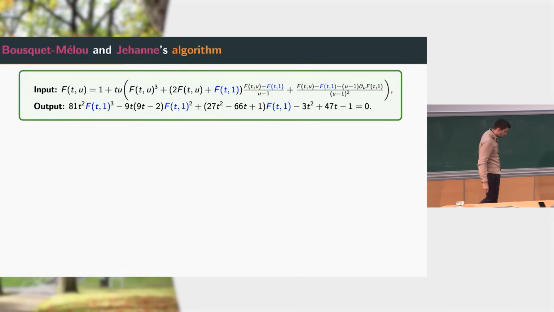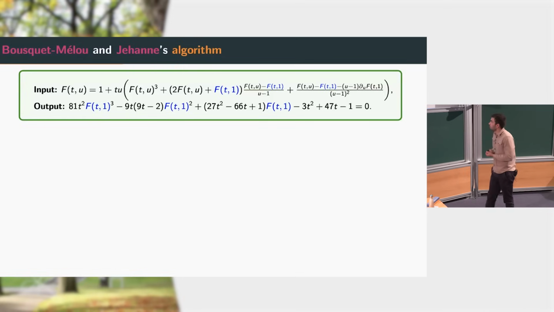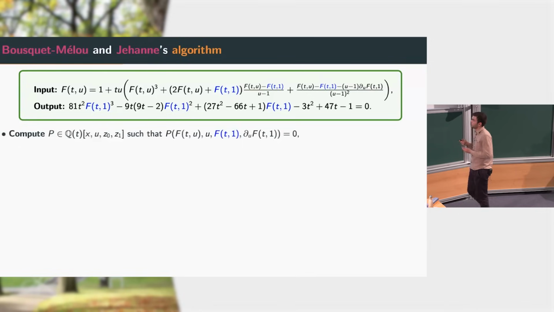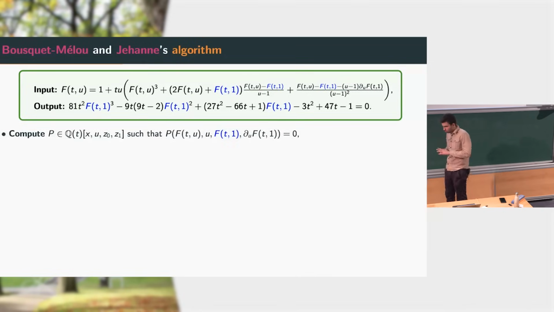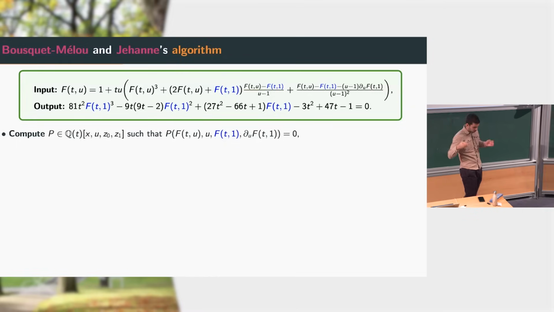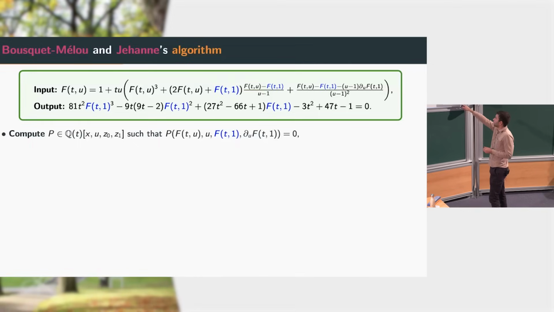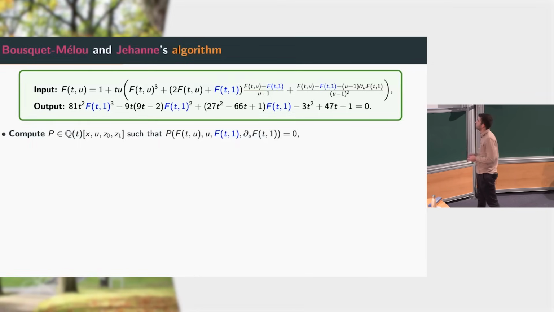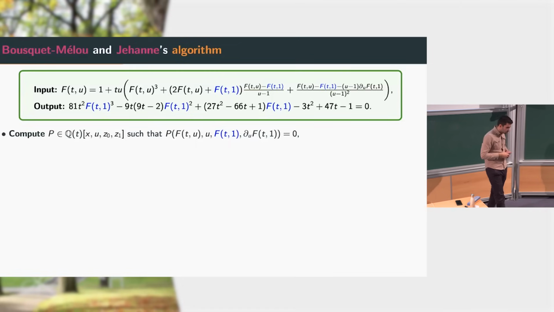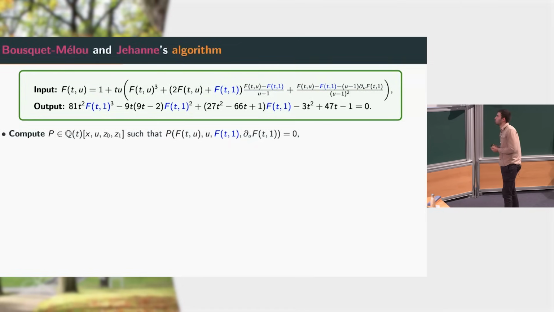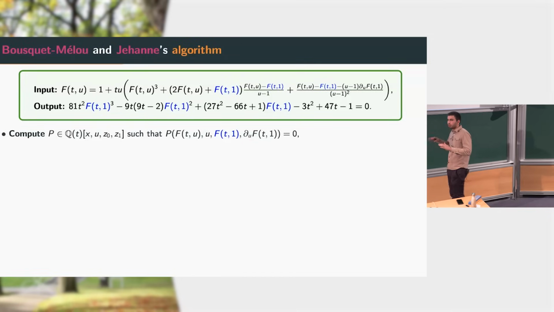So the first observation of Bousquet-Mélou and Jehanne is that, as you want a polynomial in the end, let's first turn it into an algebraic equation, which means that it relates algebraically F(t, u), t, u, and the specialized series, so F(t,1) and ∂F(t,1). We have this polynomial P. And now we have polynomials.